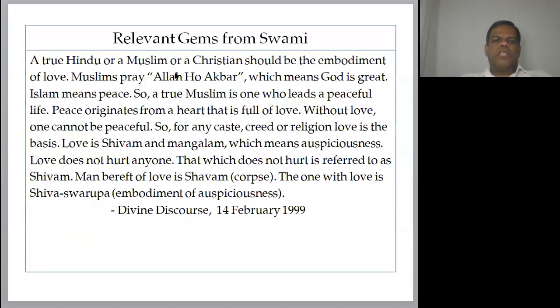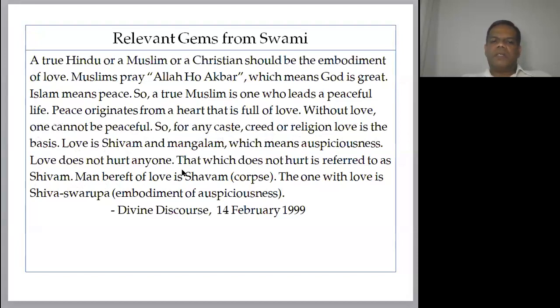A true Hindu or Muslim or Christian should be the embodiment of love. Muslims pray Allahu Akbar, which means God is great. Islam means peace. So a true Muslim is one who leads a peaceful life. Peace originates from a heart that is full of love. Without love, one cannot be peaceful. So for any caste, creed, or religion, love is the basis. Love is Shivam and Mangala, which means auspiciousness.